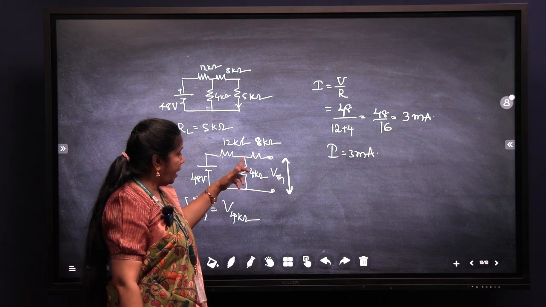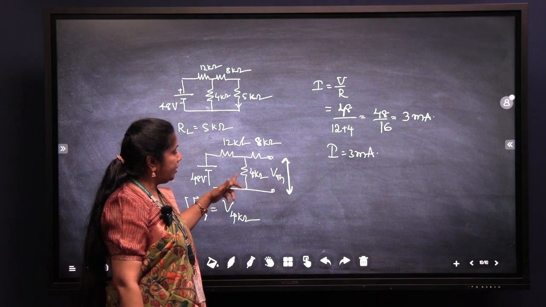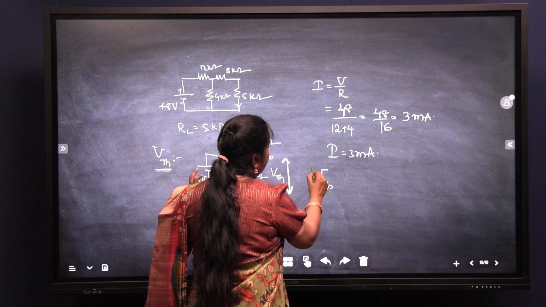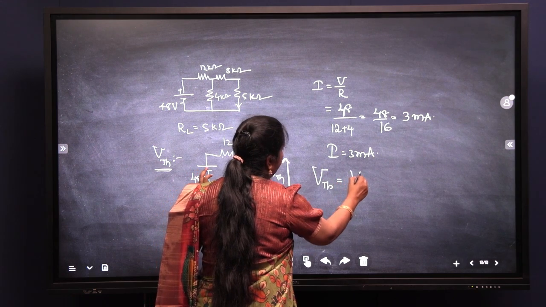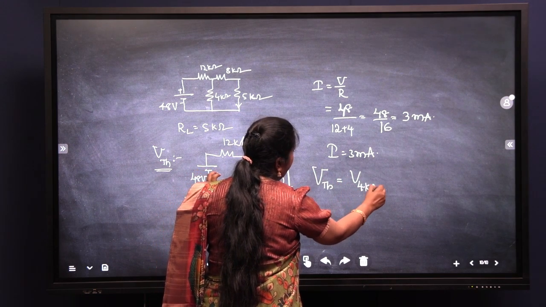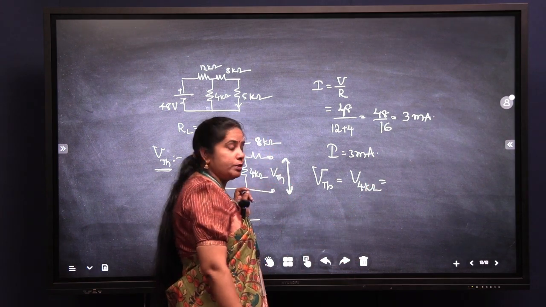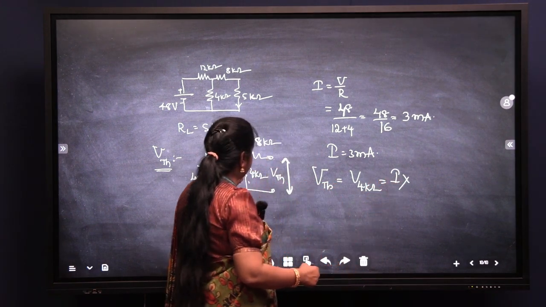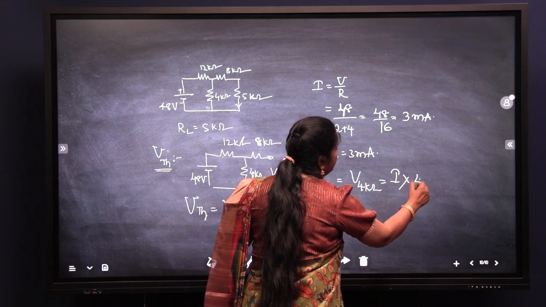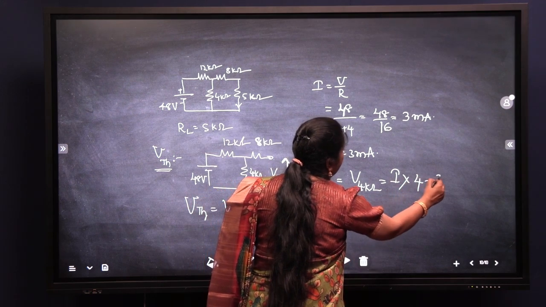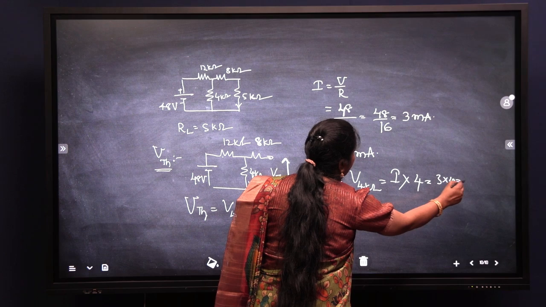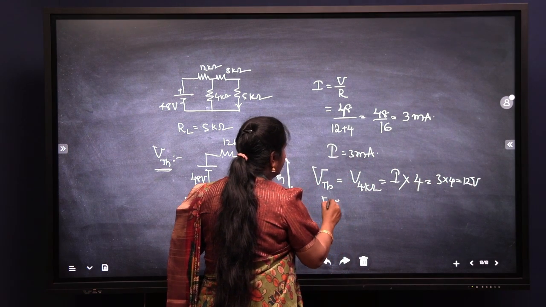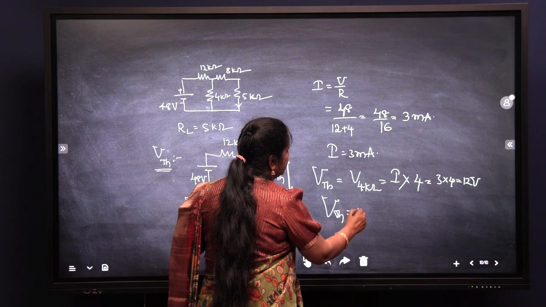We got only the current in the mesh, but we have to find the voltage across the 4 kilo ohms. That is our VTH value. So VTH is nothing but the voltage across the 4 kilo ohms. What is the voltage formula from Ohm's law? Current multiplied by the resistance. The resistance is 4 kilo ohms. So it will become 3 into 4. So the voltage is 12 volts. What is the VTH we got? 12 volts.